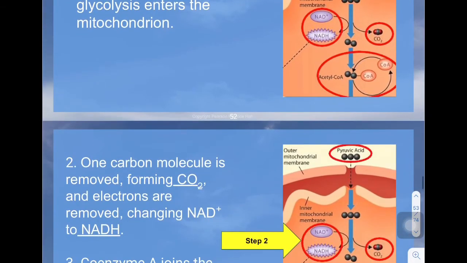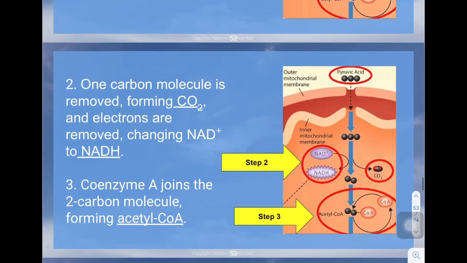Step number 2, once pyruvic acid has entered in, one carbon molecule is removed from it, forming carbon dioxide. And the electrons that were being used to hold that carbon molecule together are also going to be removed, and it's going to charge a molecule of NAD plus into a molecule of NADH. So carbon dioxide and NADH are produced.